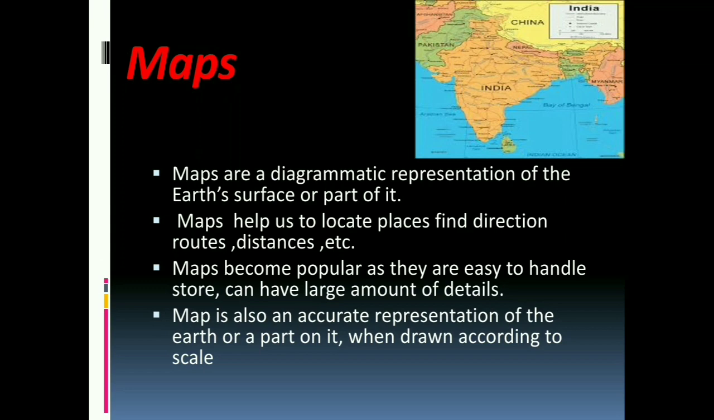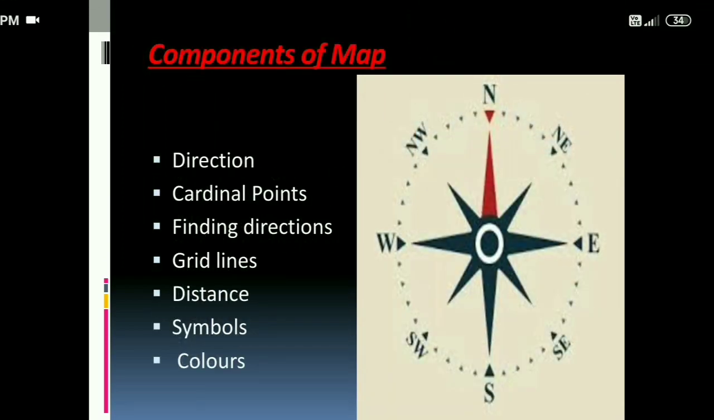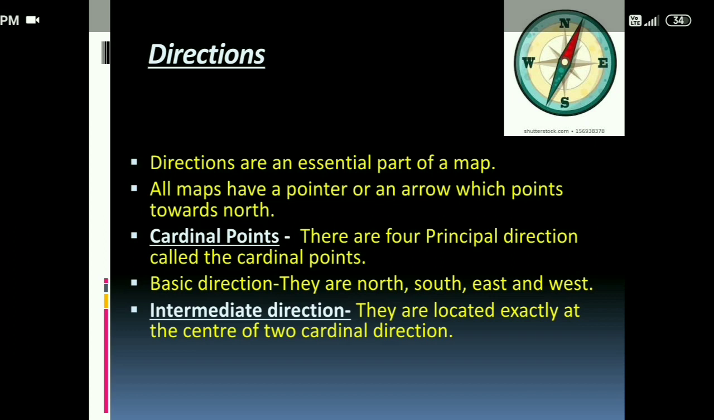Now we start a new point, components of map. In components of map, we discuss the main points: direction, cardinal points, finding directions, grid lines, distance, symbol, and color. First, we start from direction. Direction is an essential part of a map.